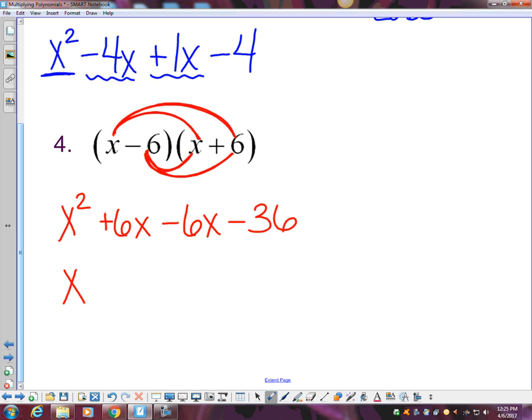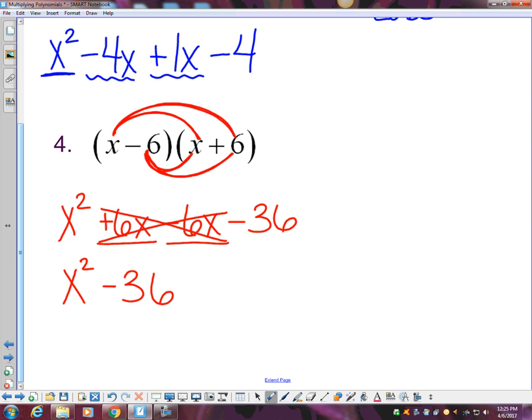Again, don't walk away too soon. I've got my x squared term in the front. I like that. My middle two terms, they're like terms, so I can combine them together. Here's the question. What happens when you combine them together? They cancel. They cancel as in they're gone. I don't have any x's left. Don't put an x here because if you do, you're telling me you have an x left over. They completely cancel. They're gone. And so then I have my minus 36.